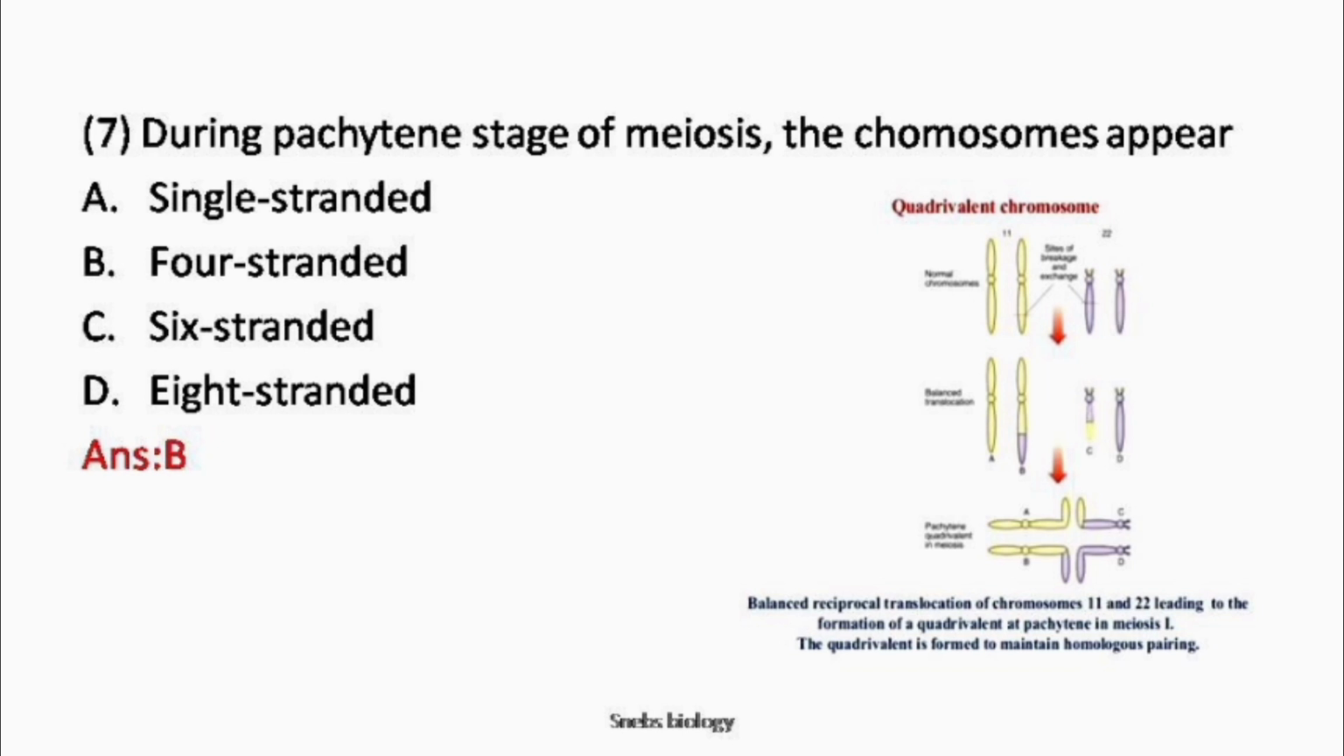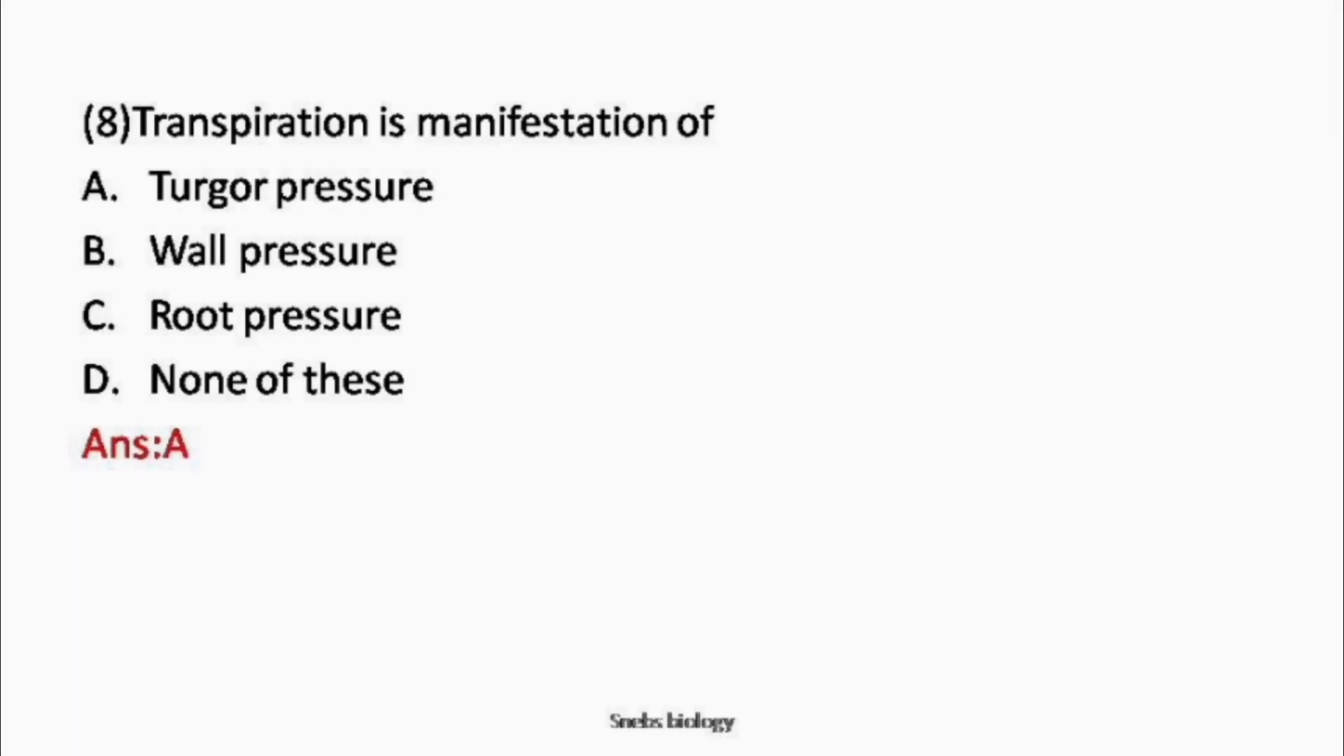Okay. Next, question number 8. Transpiration is a manifestation of option A turgor pressure, option B wall pressure, option C root pressure, option D none of this. So the loss of water from the living tissue of aerial parts of a plant in the form of water vapor is called transpiration. More than 95% of the total loss of water takes place through stomata. Opening and closing of stomata occurs due to turgor change in guard cells. So the correct answer is option A, turgor pressure.